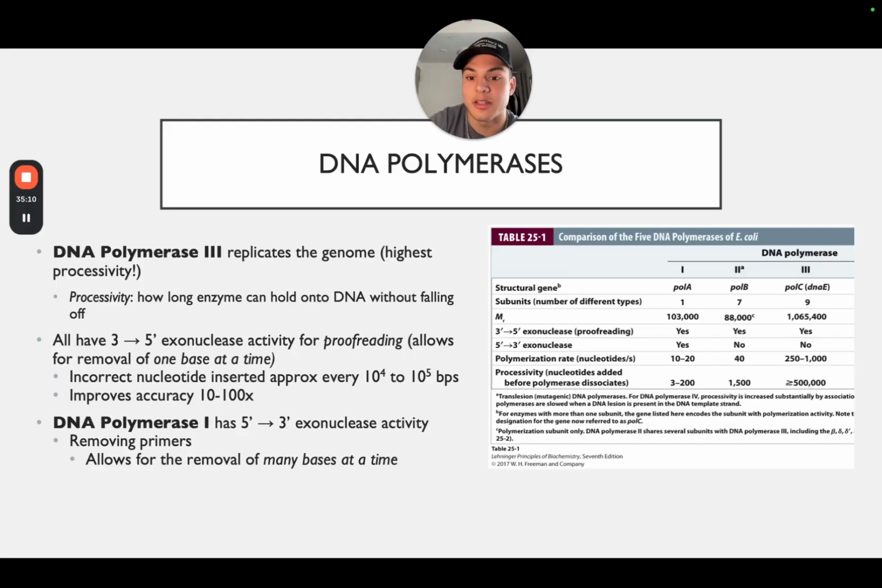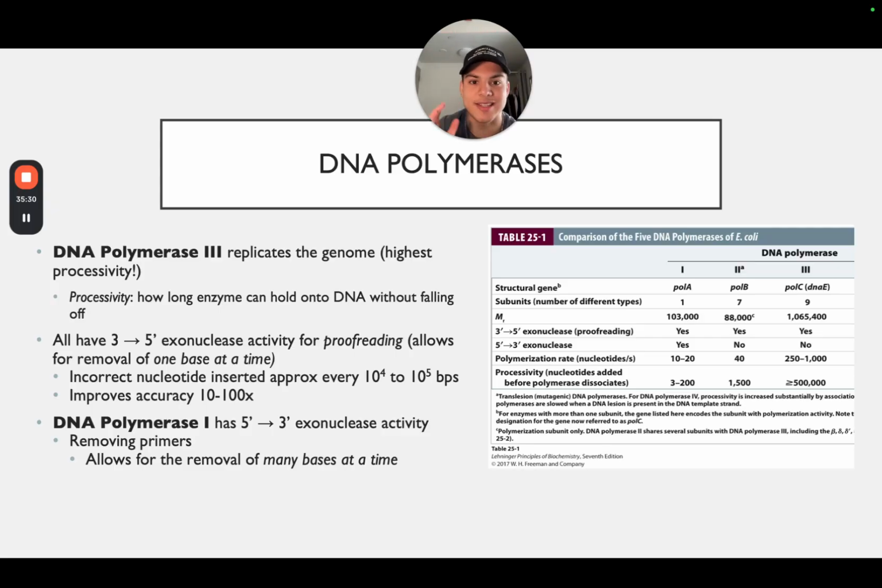And so an incorrect nucleotide is inserted approximately every 10 to the 4th, 10 to the 5th base pairs. That's just because DNA polymerase doesn't have 100% efficiency, right? It's not going to be perfect. And so with this exonuclease activity, it's an extra thing added to DNA polymerase. I'll show you the whole structure in a little bit. But with this extra structure, it's going to improve the accuracy by 10 to 100-fold.